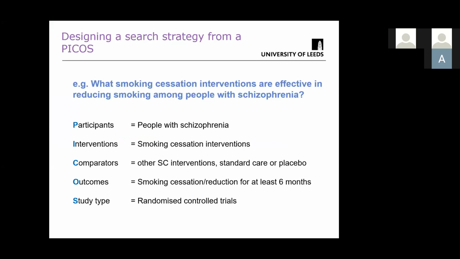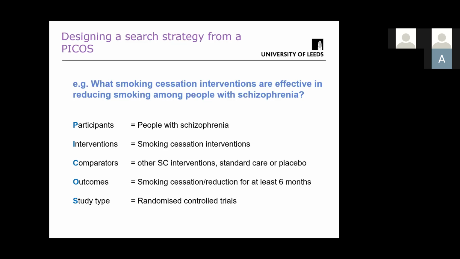So, first of all, I'm going to talk about how we design a search strategy using our PICO. In our previous seminar, Tony talked through quite thoroughly about how we use PICO to formulate a research question. And we also use the PICO formula to help us build a search strategy from scratch. I'm going to use this example question about smoking cessation interventions, to find out which are most effective in reducing smoking amongst people with schizophrenia.